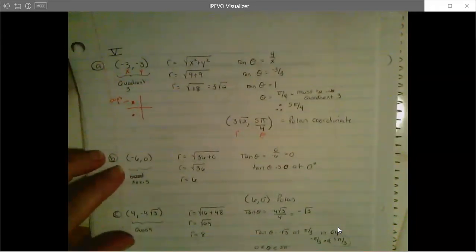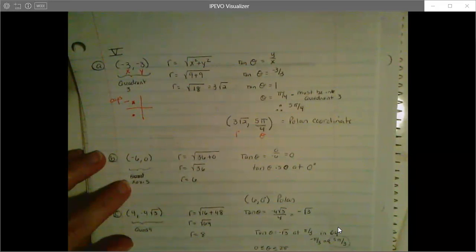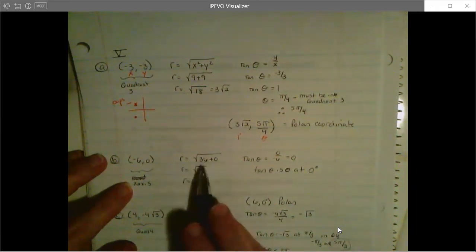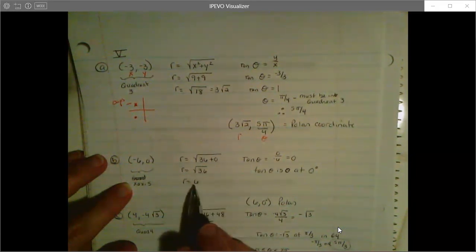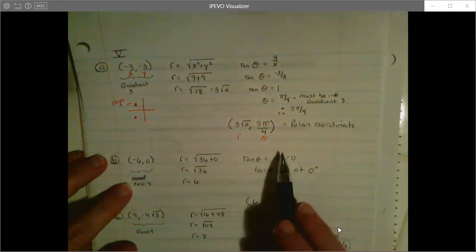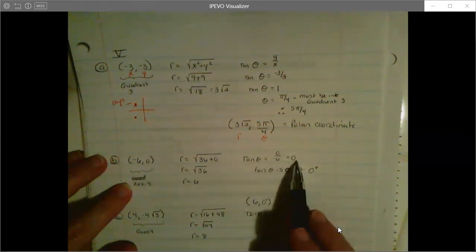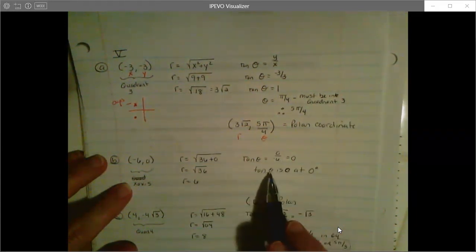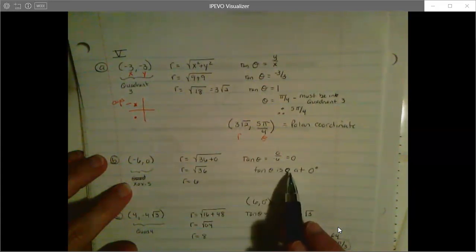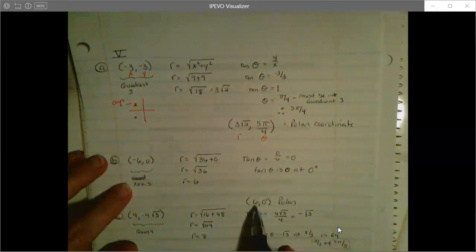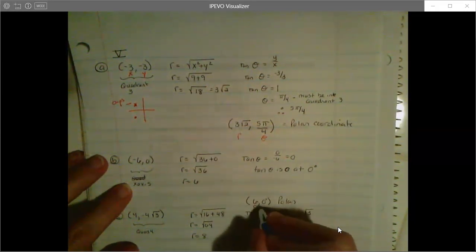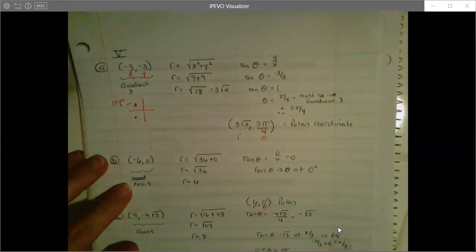Let's look at the next one. -6, 0 is on the x-axis. So r is the square root of x squared plus y squared. We get square root of 36, which is 6. And then tangent of theta is 0 over -6, which is 0. So tangent is 0 at 0 degrees. Our polar coordinate is r equals 6 and theta equals 0 degrees.